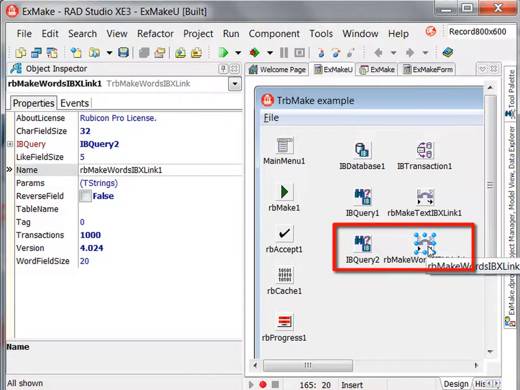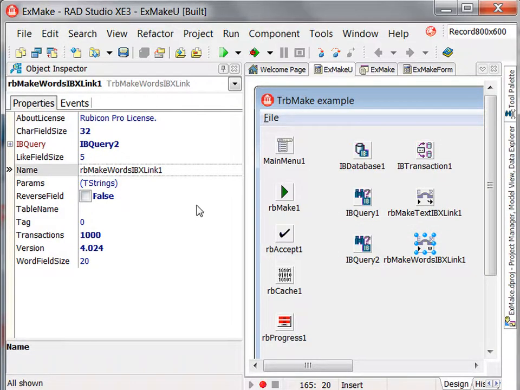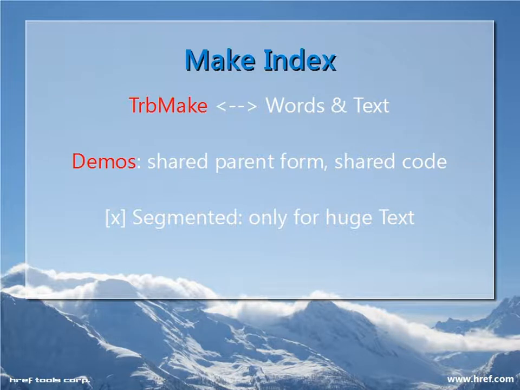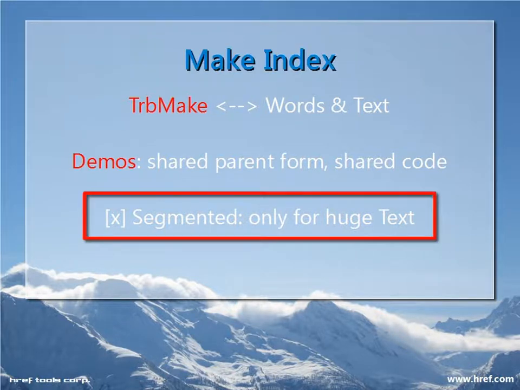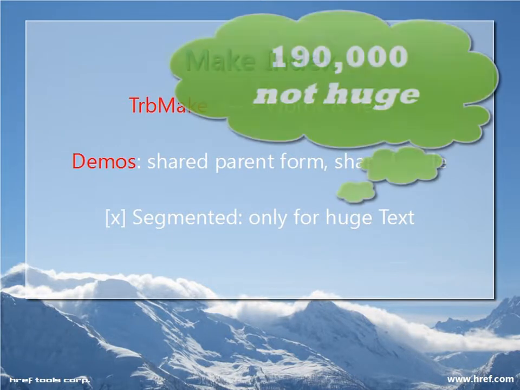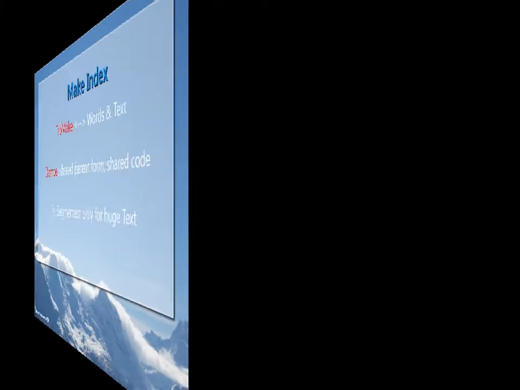The Make Words link is hooked up to a separate TIB query. It manages the creation of the words table. You can put the words table into the same database as your text or keep it separate, depending on how you hook up your query and database components. Index segmentation. When you make an index with Rubicon, you can optionally make a segmented index and control the segment size. This is necessary only for huge tables. The Rail Accident database has only 190,000 records and is not considered huge.